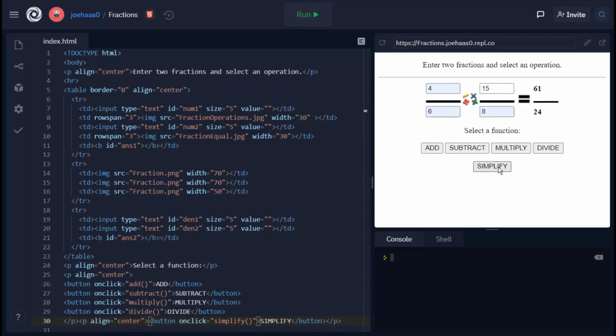And if it's negative, just keep in mind, you still have to simplify. So you're still looking for the biggest value that goes into the numerator and denominator, and that's what you divide by. So this is maybe a little bit longer than some of the projects you've been working on, but it shouldn't be too bad. Once you get add working, subtract, multiply, divide are pretty similar, and simplify is not really that long either.